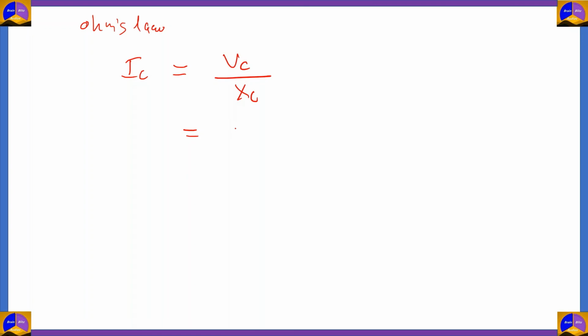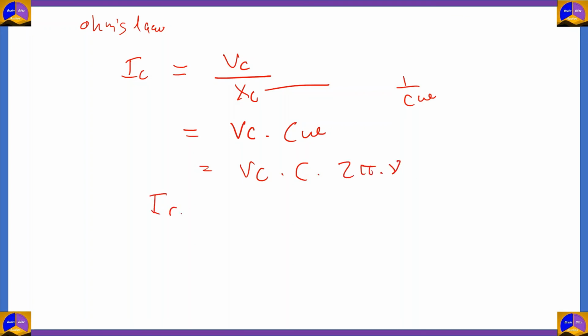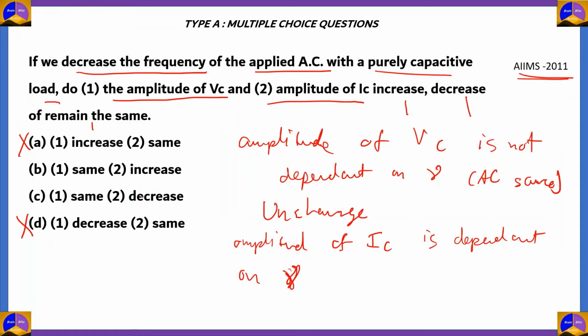So that is VC times C omega, because XC is 1 by C omega. So VC divided by 1 by C omega is VC times C omega. And then once again, omega is 2 pi times nu. So as you can see, IC is proportional to the linear frequency. So as the frequency increases, the current also increases. So therefore, the right answer is option B, as the 1 remains the same, 2 increases.